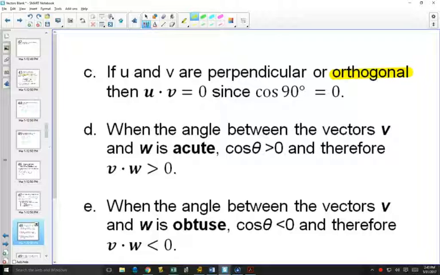So I don't know who made up the word perpendicular, but when you first heard it, you probably thought it was one of the weirdest words in the English language. And so they've introduced another one, orthogonal, which also is very well used in the English language.